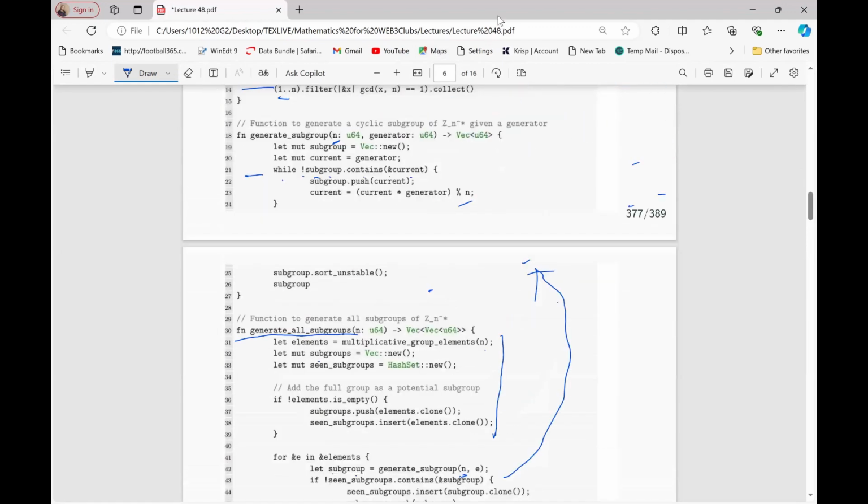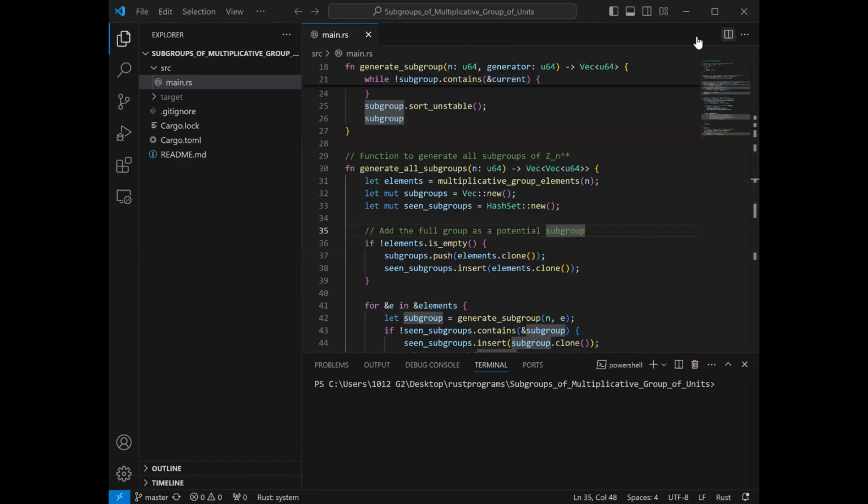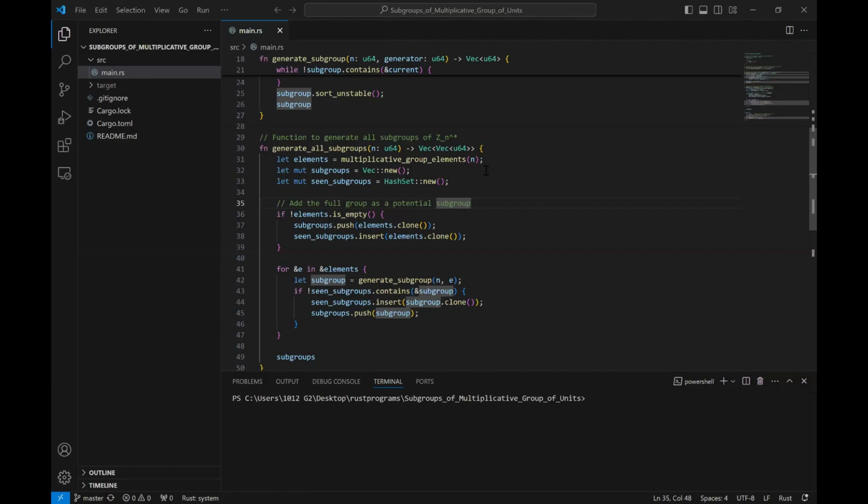So those are the roles it's performing. Okay, so let me now share the code so that we look at it. Okay, here is the code.